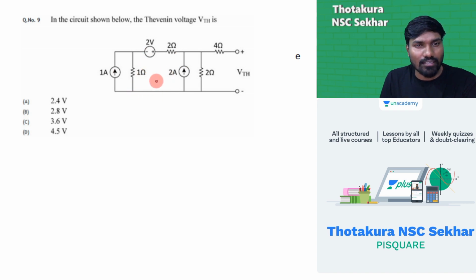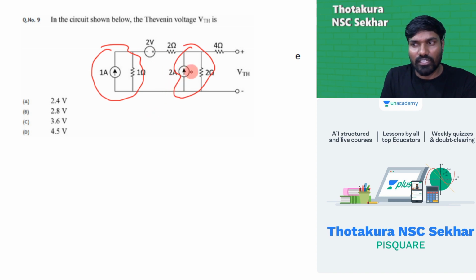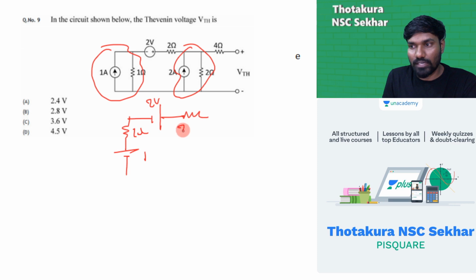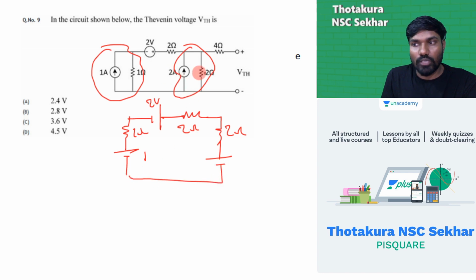Here we have different sources. To make it easier, what I recommend is you convert this into a voltage source, and this into a voltage source. That's the easy one. After source transformation, this voltage source is 1 into 1, that is 1 volt and 1 ohm. Here we have 2 volt as it is, 2 ohm as it is. This will be 2 ohm and this will be 2 ampere, 2 ohm. V is equal to I into R, 4 volt, and this stays as it is.